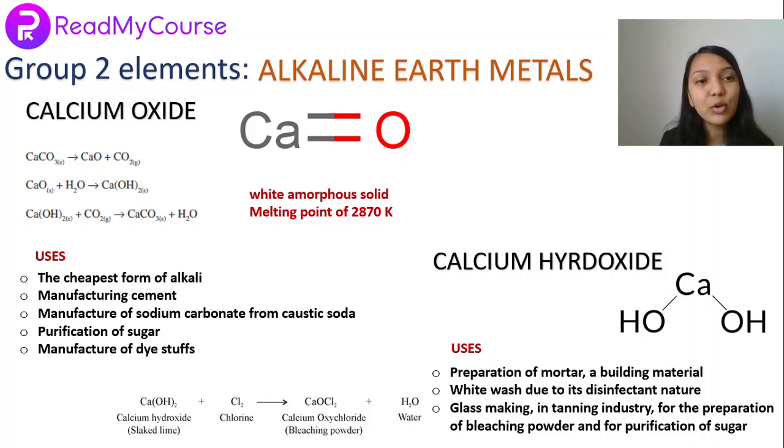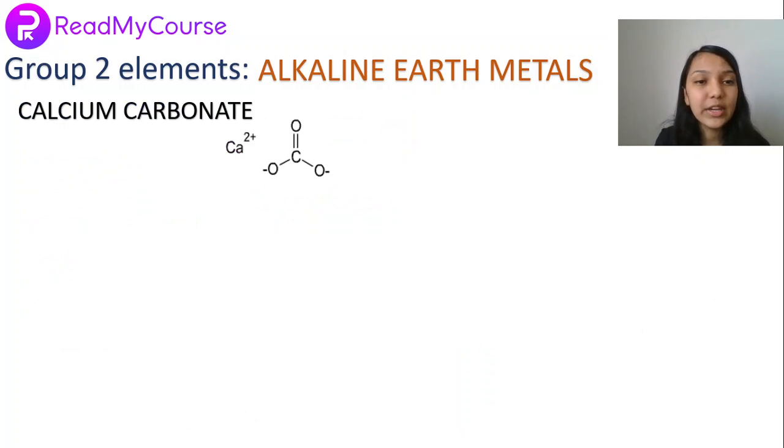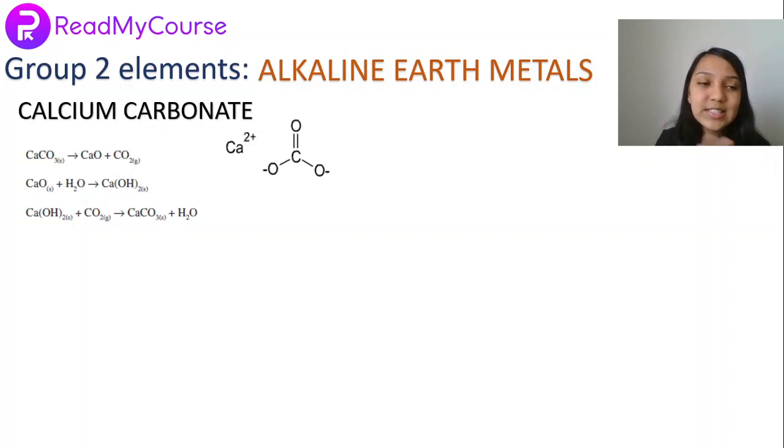So now we have discussed calcium oxide and calcium hydroxide. Next, calcium carbonate. This is how the structure of calcium carbonate looks, CaCO3. And again the same reaction: calcium carbonate decomposes to form calcium oxide and carbon dioxide, right? Calcium carbonate is nothing but limestone, and calcium oxide is quicklime. When calcium hydroxide reacts with carbon dioxide, we get calcium carbonate again, right?